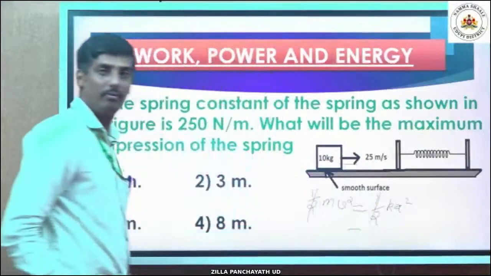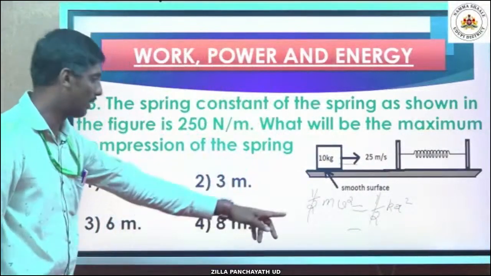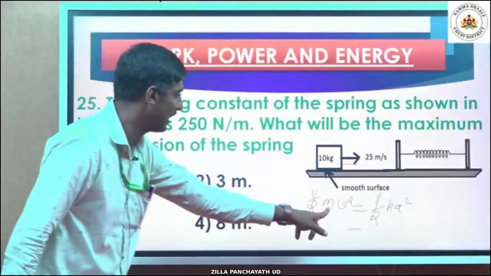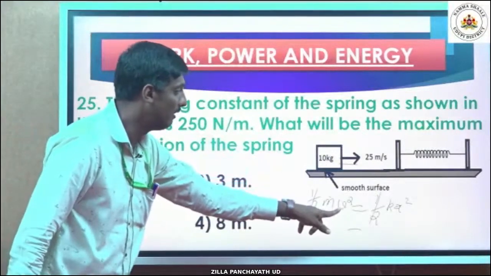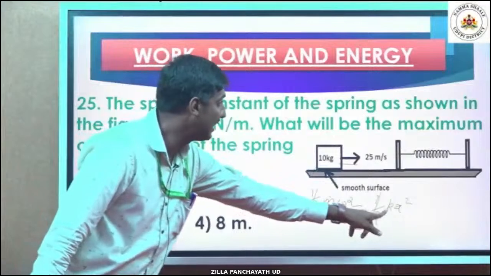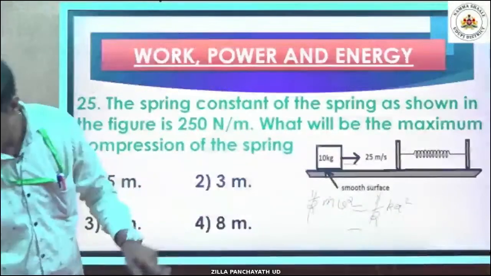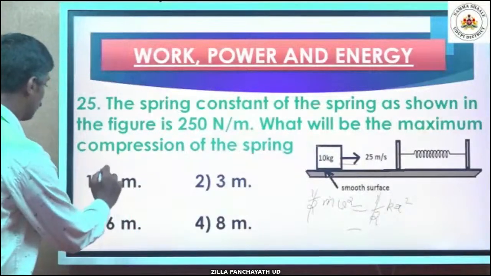I hope you can solve. Clear? Just solve it, students, I will go a bit fast. Everything has been given. The mass is given as 10 kg, v square is 25 meter per second, and k is 250. You can solve it very easily and you will get the answer as this one.